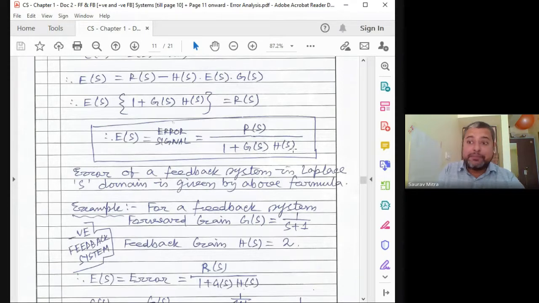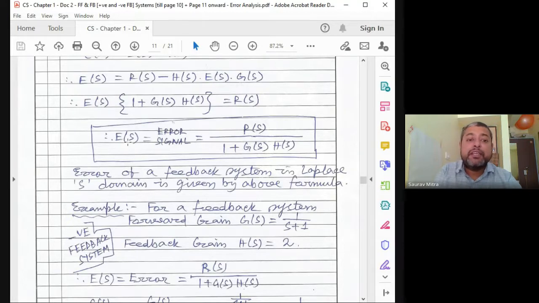So previously we found what the output equation was. C(s) was equal to R(s) into G divided by 1 plus GH. So these two equations you should write in one place. We found out what C(s) was. C(s) was the system output. So C(s) was R(s) into G divided by 1 plus GH.